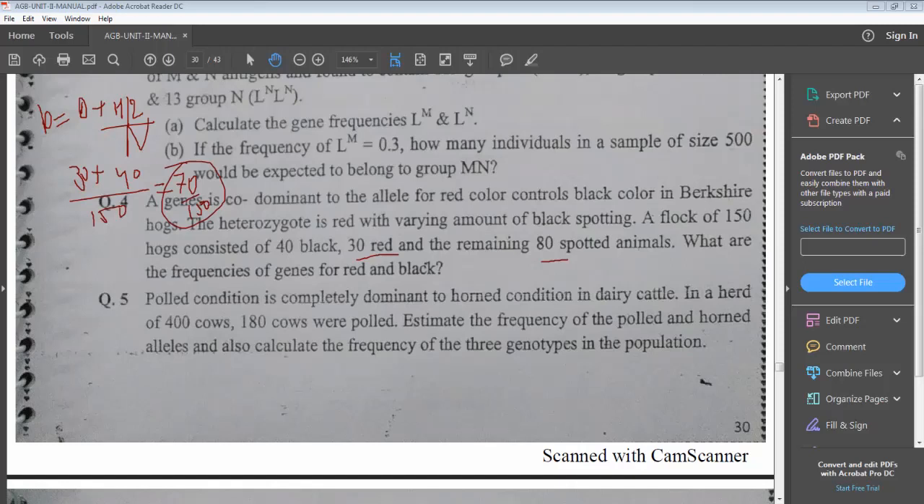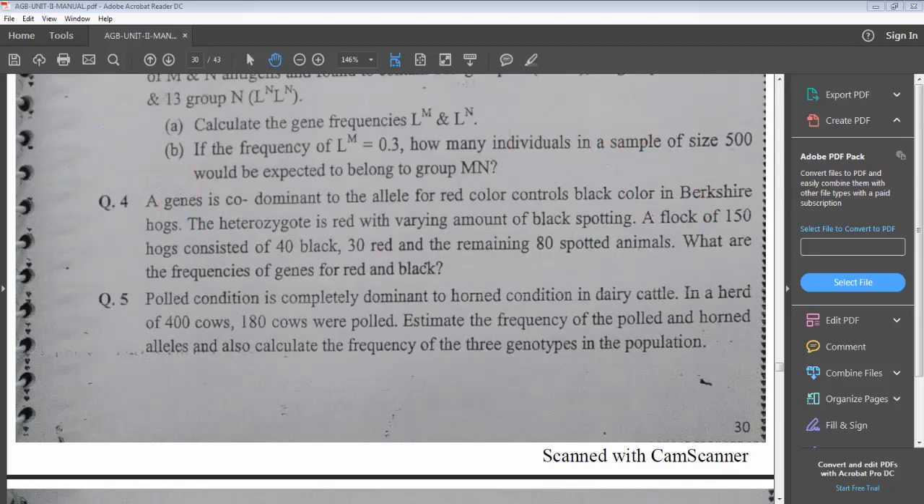For the Q, similarly, in the place of D, we will write R. R is recessive, that is 40, plus 40, meaning 80 by 2, divided by 150, that is 80 by 150. If you solve these, that will give you the value of P and Q. P is the red gene and Q is the black gene.